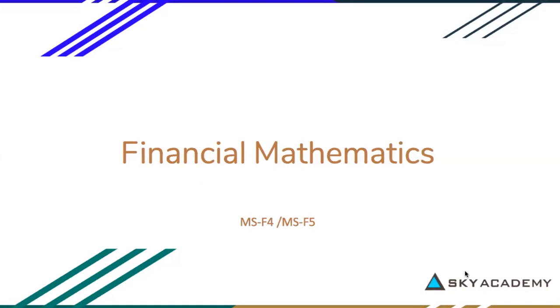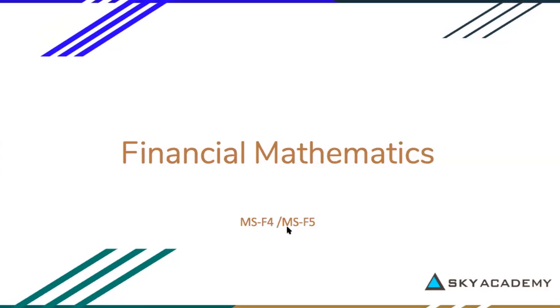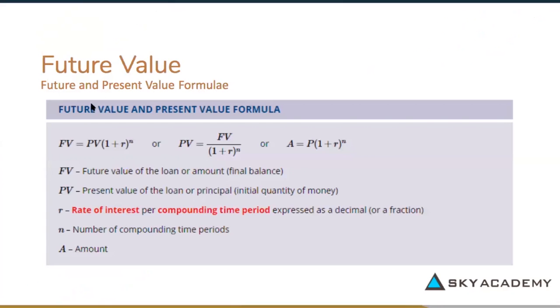So we are looking at financial mathematics, and within this we have two topics, MSF4 and MSF5. The MSF5 topic focuses on annuities, but today we are looking at MSF4, which is investments and loans. So if we have a look at our first slide, we will be looking at the future value.